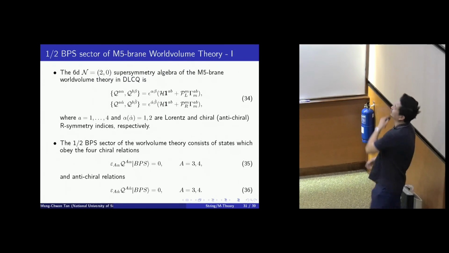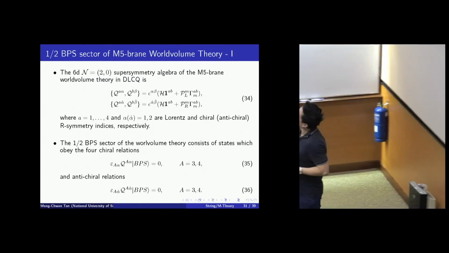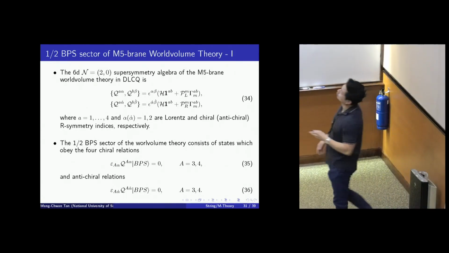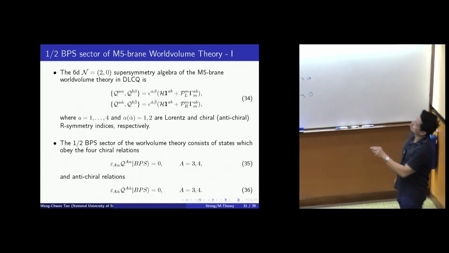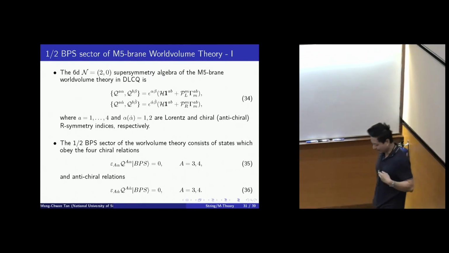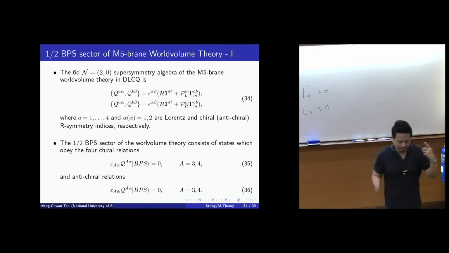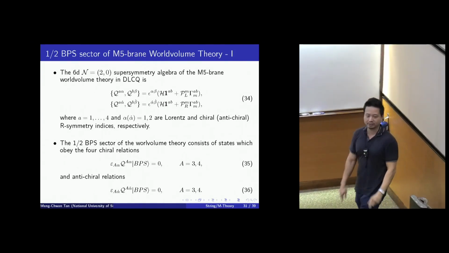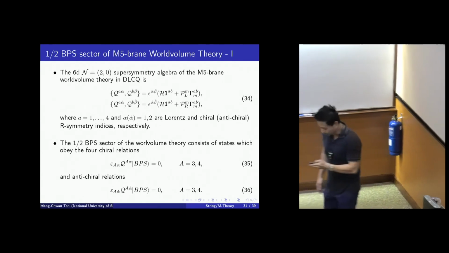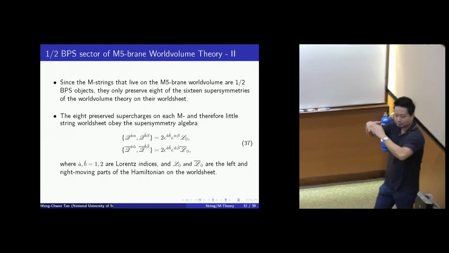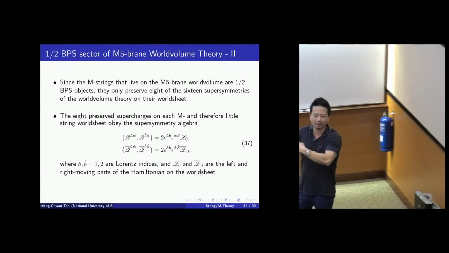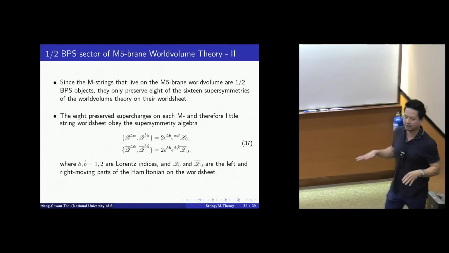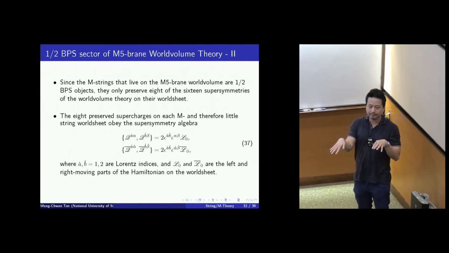Okay, so let me just continue with the talk. As I mentioned just now, the M5 itself has (2,0) supersymmetry with this supersymmetry algebra. If you're looking at the half BPS states of the world volume theory of the M5, they're states which are annihilated by 8 of the supercharges, these 8. And if you look at the M strings, so now we're in M theory, so the little strings are called M strings now, they preserve 8 of the 16 supercharges in a 4-4 kind of way.